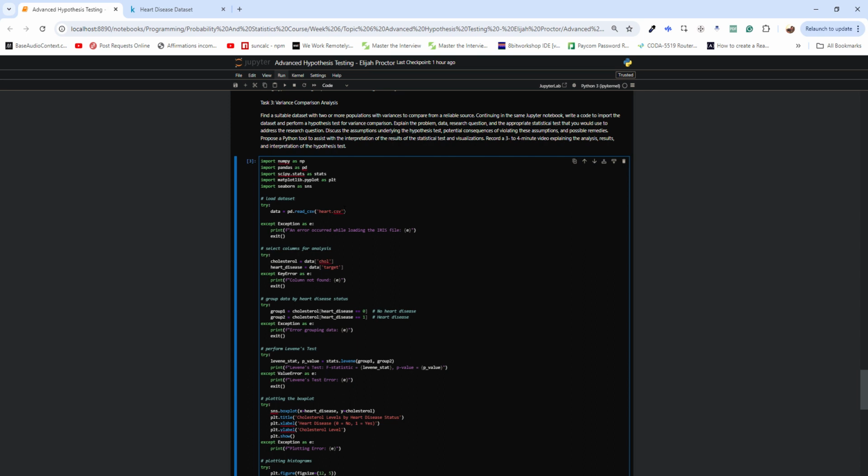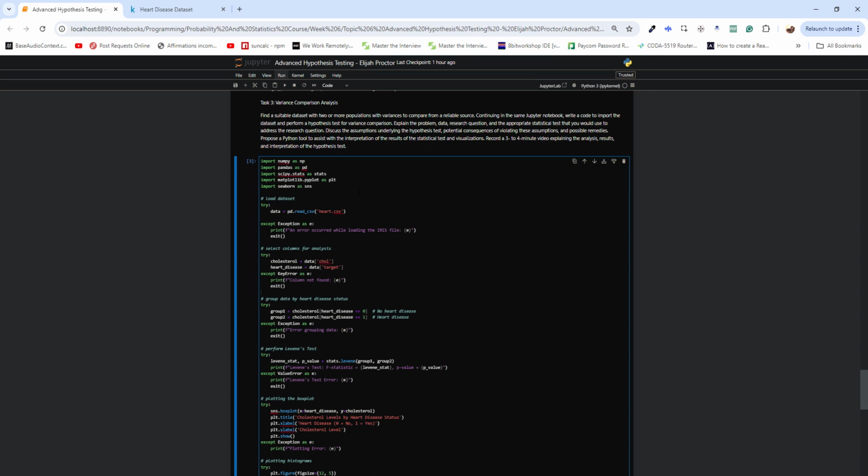And so what we're doing here in this analysis is we're exploring the differences in cholesterol levels between these two groups, those who do have heart disease and those who do not. And our main question is whether there is a significant difference in the variability of cholesterol levels between these two groups, as this can give us important insights into the relationship between cholesterol levels and heart disease.